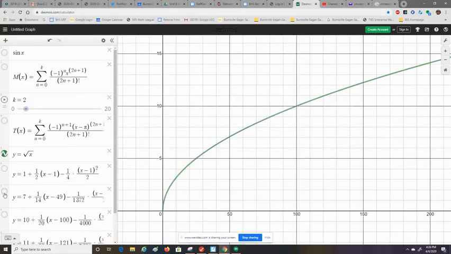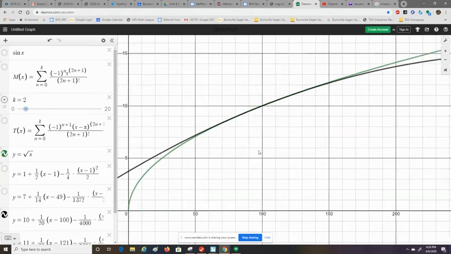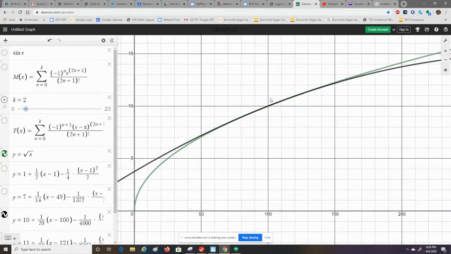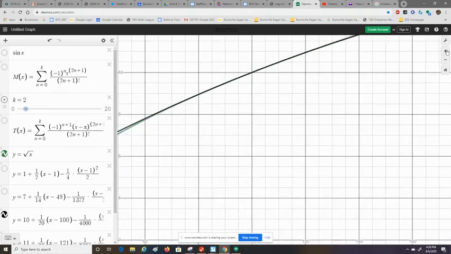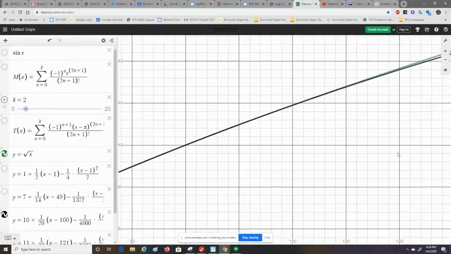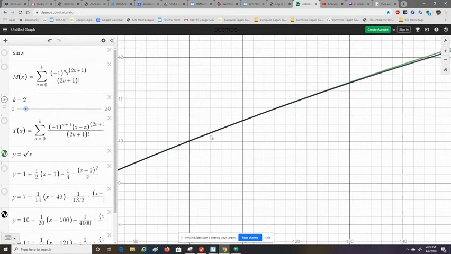I took a look at what this one looked like. And this one's starting to look pretty good. At x equals 100, it's great. At x equals 120, it's not too bad. Let's see. Here is x equals 100. This is where the center is.